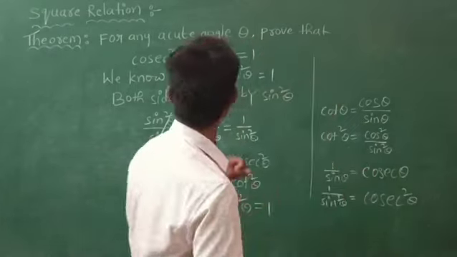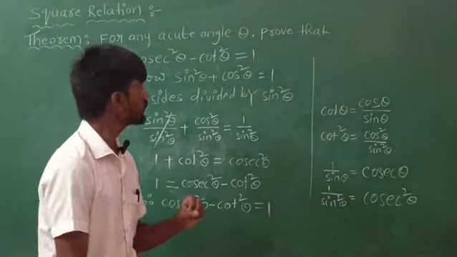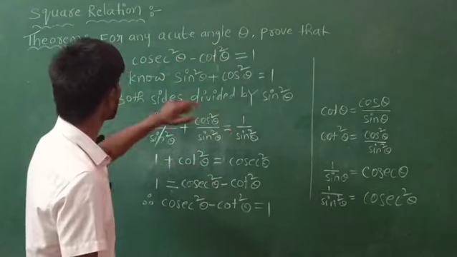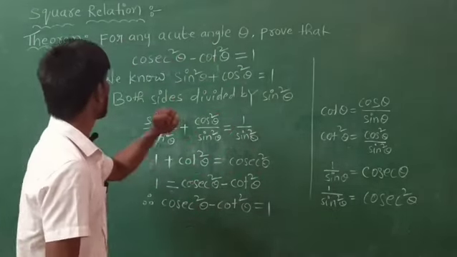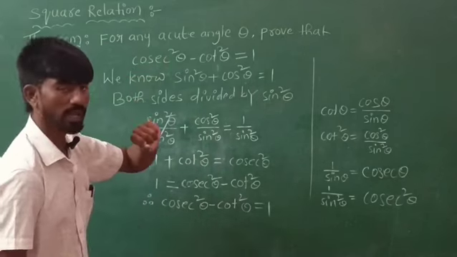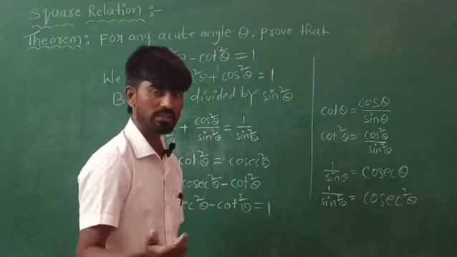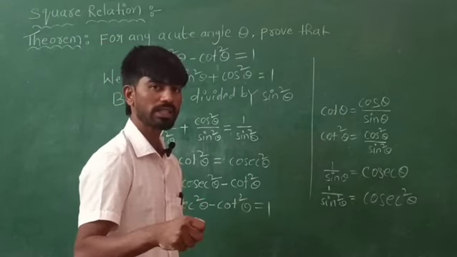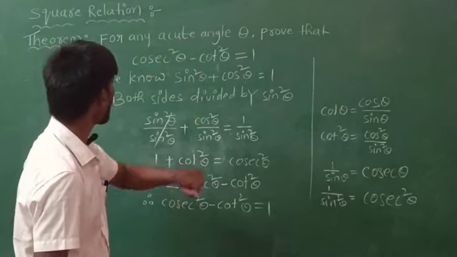Today my topic is square relation. The theorem: for any acute angle theta, prove that cosecant square theta minus cot square theta is equal to 1. Here, what is the meaning of acute angle? If theta is greater than 0 and theta is less than 90 degrees, then it is called an acute angle.